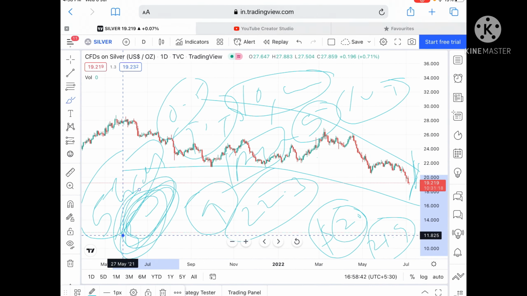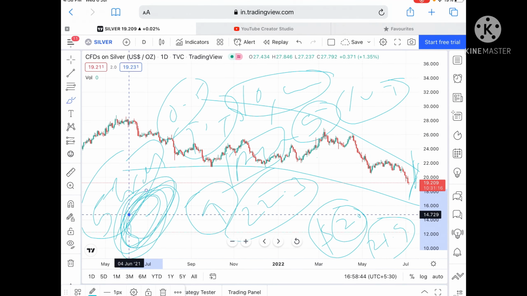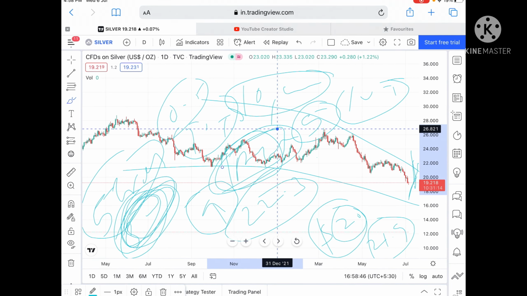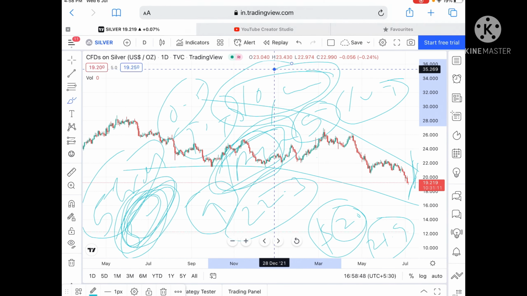What people do is they lose so much money in one day, then they try to recover it the next day, which in turn makes them lose their full capital. This is what they do.